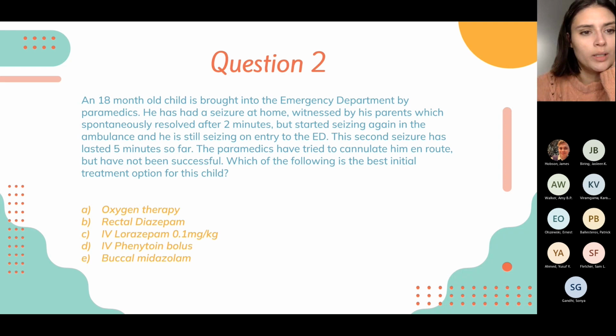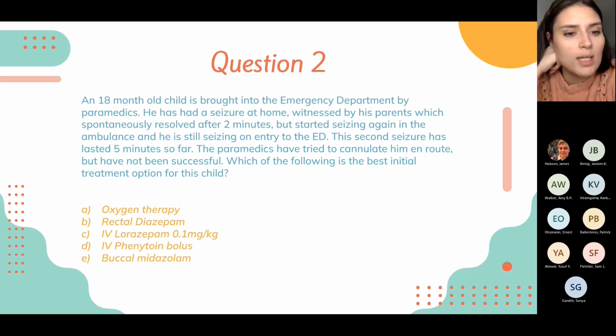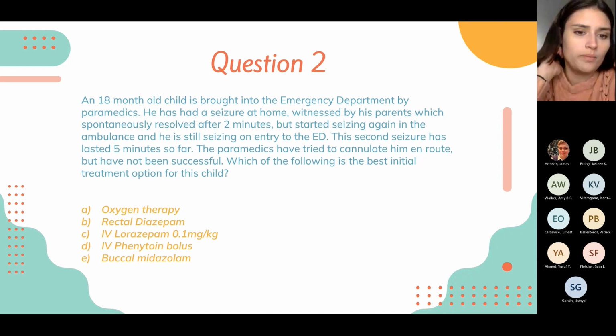Question 2. An 18-month-old child is brought into the emergency department by paramedics. He's had a seizure at home, which has been witnessed by his parents, which spontaneously resolved after 2 minutes. Unfortunately, he started seizing again in the ambulance, and he's still seizing on entry to the ED. This second seizure has lasted 5 minutes so far. The paramedics have tried to cannulate him en route, but have not been successful. Which of the following is the best initial treatment option for this child? Again, if you want to, you can pop it in the chat.